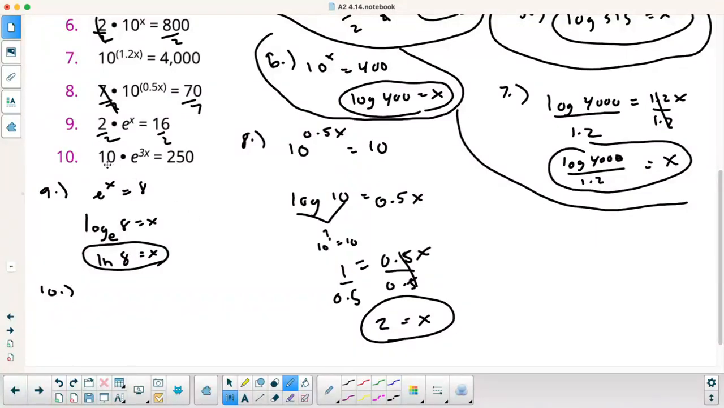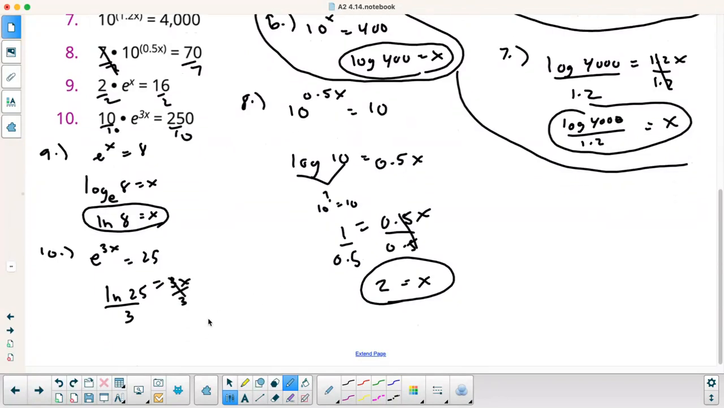And last one, number 10. Let's divide each side by 10. So I get e to the 3x equals 25. So I'm going to say log base e is ln of 25 equals 3x. And then since that's not a perfect number there, I'm just going to leave it as ln of 25 divided by 3. Okay?